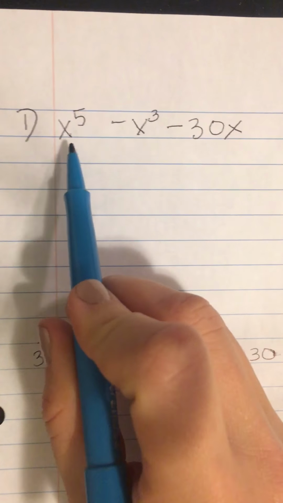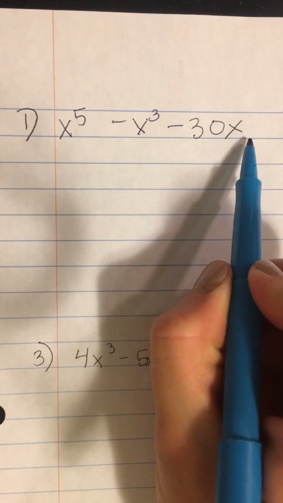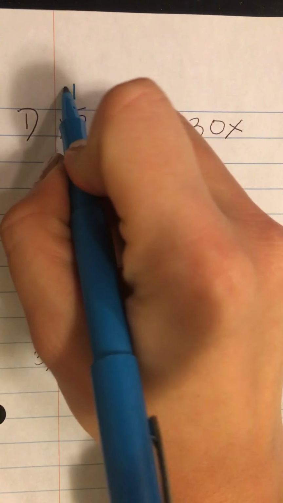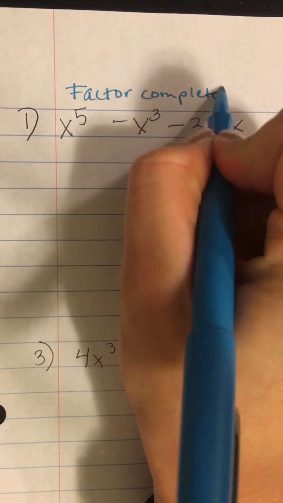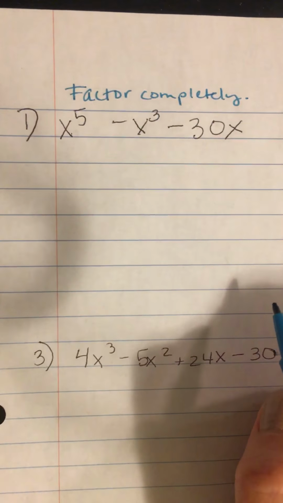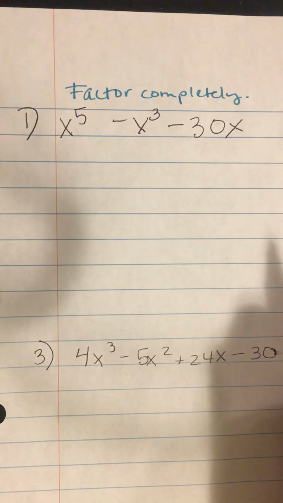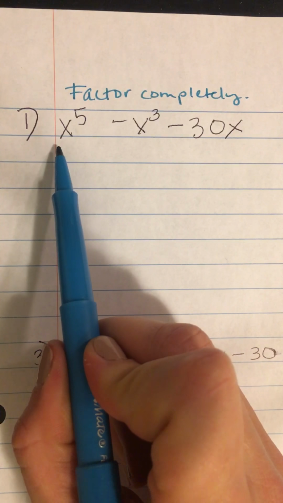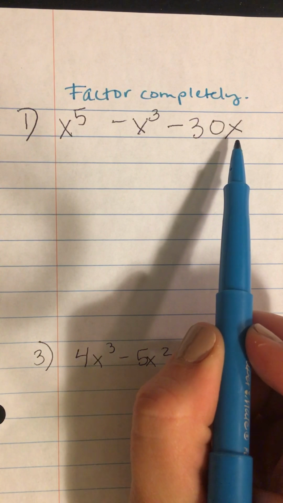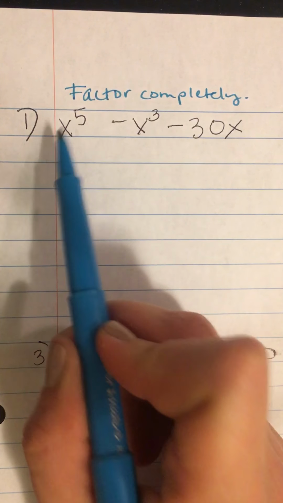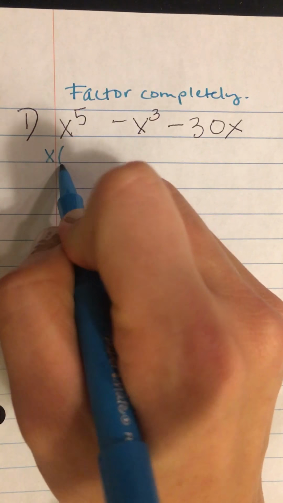So here I have x to the 5th power minus x cubed minus 30x, and if the directions here were to say to factor completely, I noticed here that there's not an equation, it's just an expression, so I'm just going to break it down as much as I possibly can. First thing I'm always going to ask myself is, is there a GCF, just like any other factoring? And I see here that there is a GCF of x. So I could take an x out of all 3 of these terms.